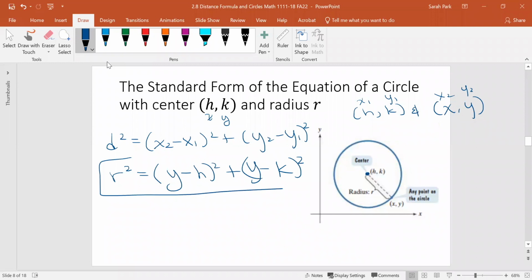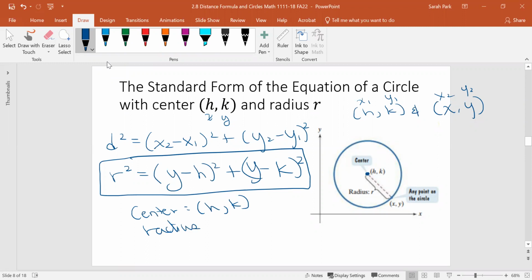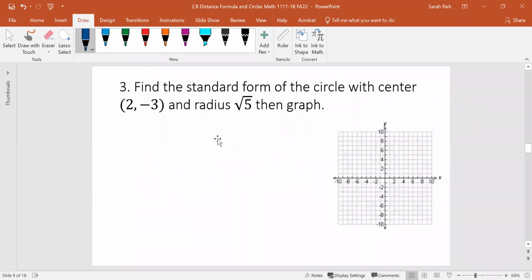It's derived from the distance formula, because we take the radius as the distance between the center, the first point, to any point on the circle, x, y. Okay, let me just write again that the center is h comma k, and radius is r. Okay, so make sure you have that down in your notes.